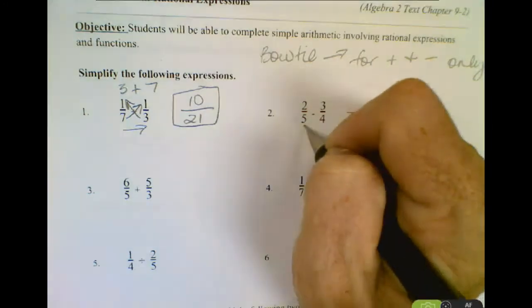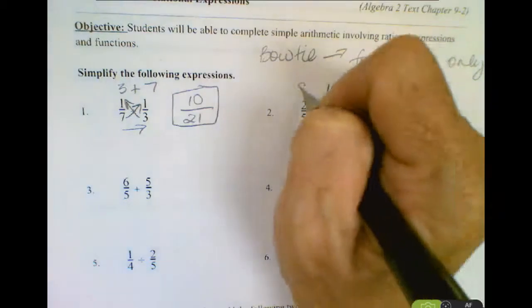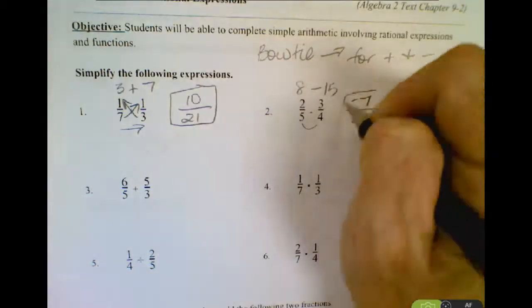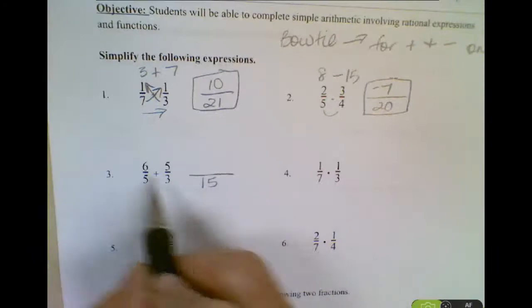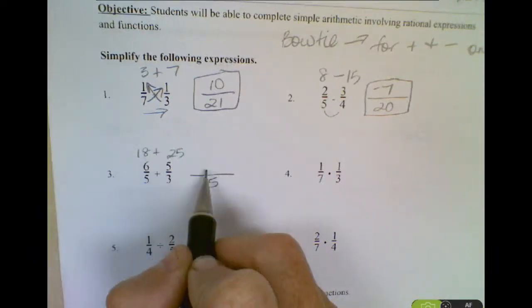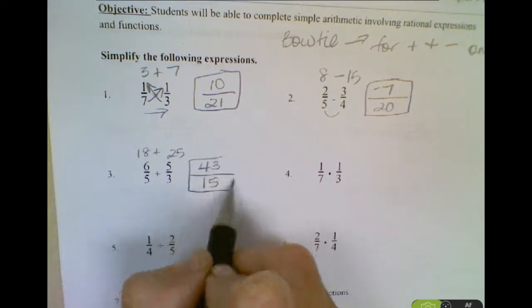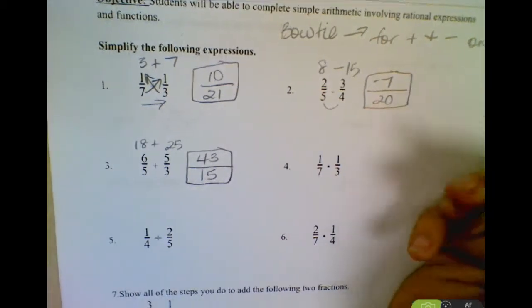So on the bottom here, 5 times 4 is 20. 5 times 3 is 15. 2 times 4 is 8. We're subtracting, so we would get negative 7 over 20. Across the bottom, you have 15. 5 times 5 is 25. 6 times 3 is 18. You would have 43 over 15. For our purposes, leave them in improper fractions. It doesn't really help to move them into mixed numbers.